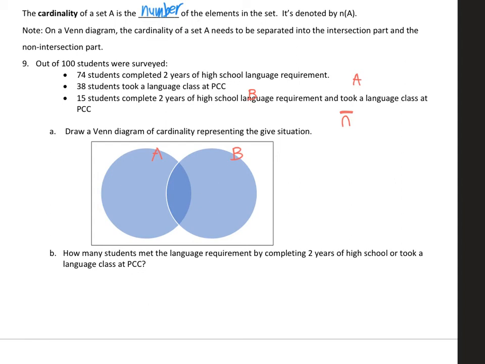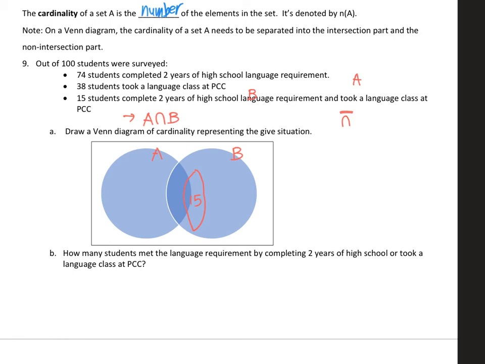So the last part is they took the high school language and they took a PCC also. So that's got to be A intersection with B, because intersection means you did A and you did B. You're in both groups. So that's got to be this part in the middle, the intersection part. And there are 15 students in it. So 15. When I write 15 here, it only applies to this part of the Venn diagram, right?